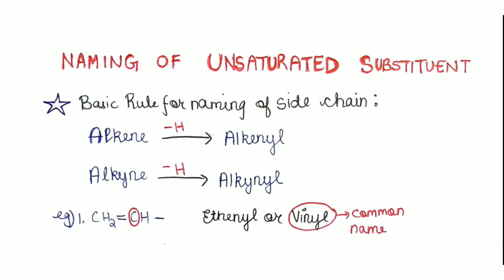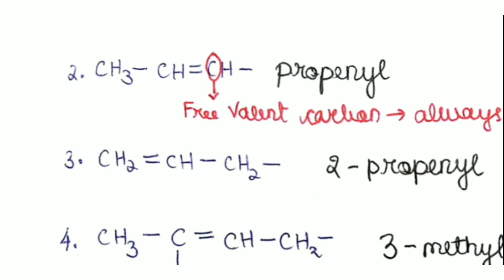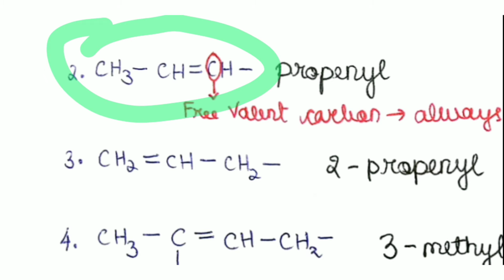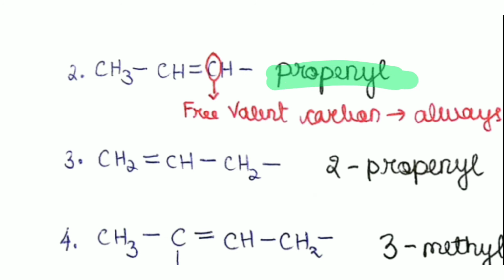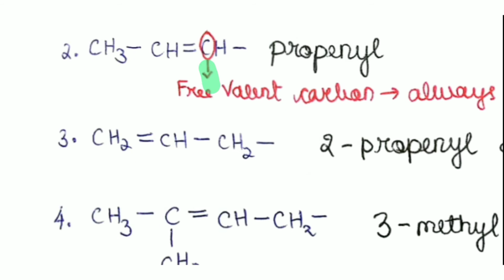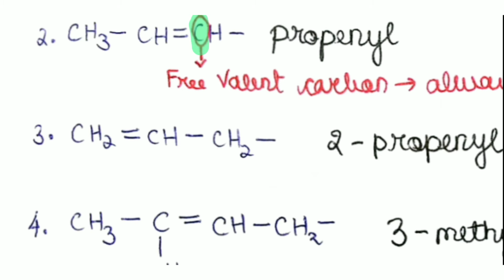The same we can see for this substituent, whose chemical formula is C3H5, whereas it would have been C3H6, which is propene. Now we have subtracted one hydrogen atom from this formula, so it is an unsaturated substituent. We are going to replace the E at the end of propene with YL, and we are going to get propenyl, where this is our free valent carbon, which always gets number 1 locant.